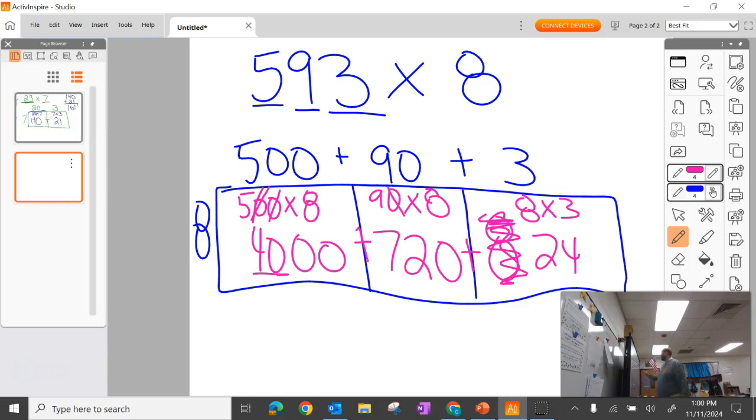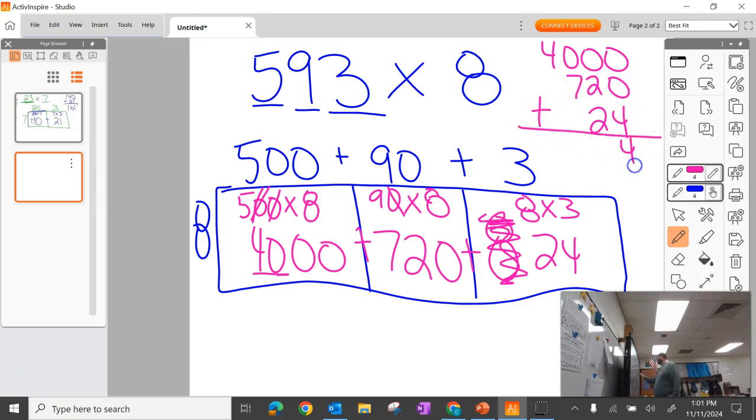Line it up. 4,000, and then plus 720, plus 24. Everything's lined up, nice and neat. 4, 4, 7, and 4. 4,744.